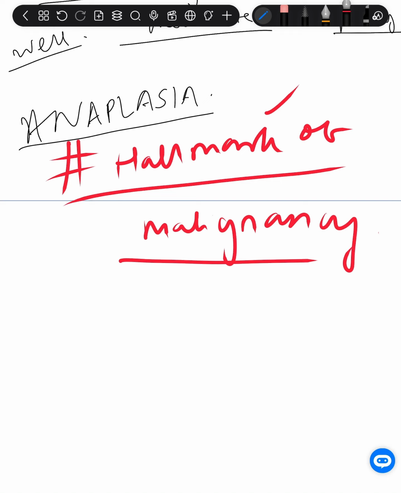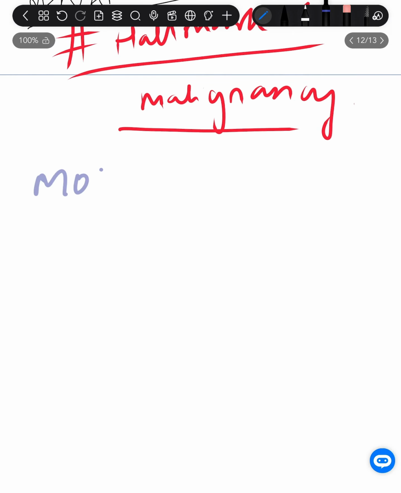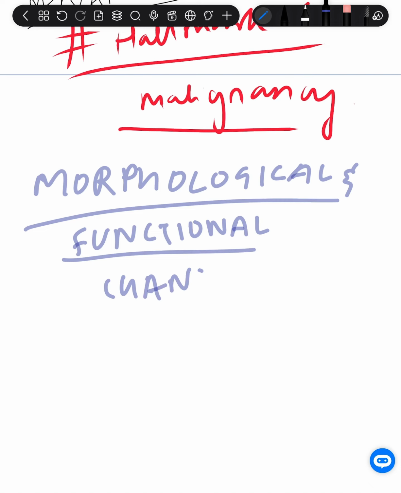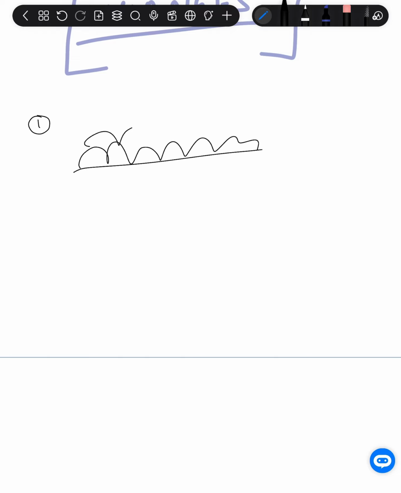Moving on to the important parts which you will need to write in your exam. So I really want you to take a copy and pen and write whatever I'm writing. What are the morphological and functional changes observed? I just said that everything is not well differentiated. Everything has changed. What are the changes that will tell if it's differentiated or not? The first thing which we'll see is, look, the normal cells, how nicely arranged they are.